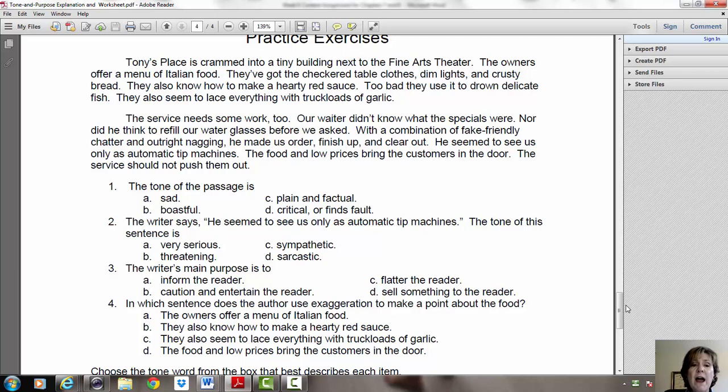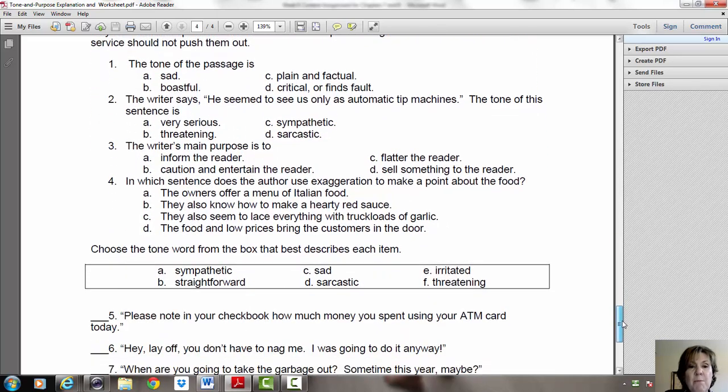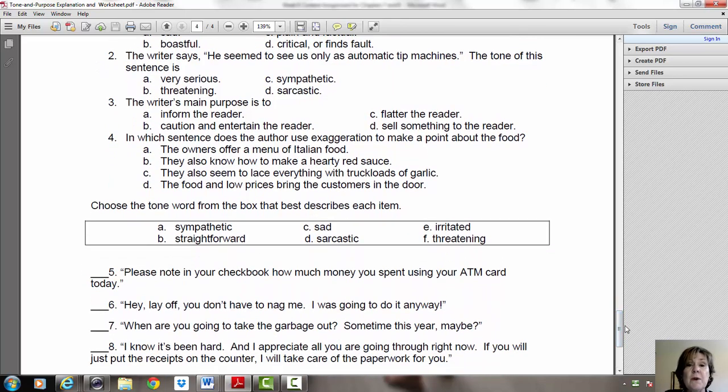Number 2. The writer says, "He seemed to see us only as an automatic tip machine." Is the tone of this sentence serious, threatening, sympathetic, or sarcastic? It's sarcastic. The writer's main purpose here is to inform the reader, caution and entertain the reader, flatter the reader, or sell something to the reader. It's to caution and entertain the reader. Caution against Tony's.